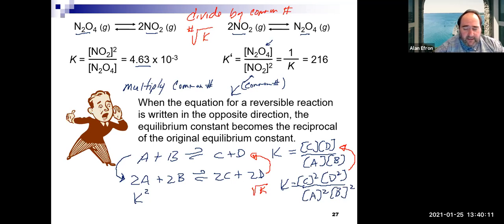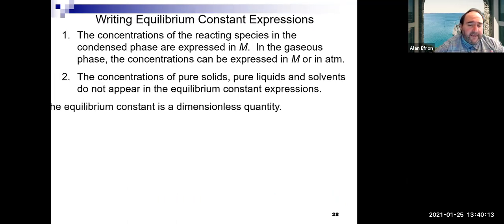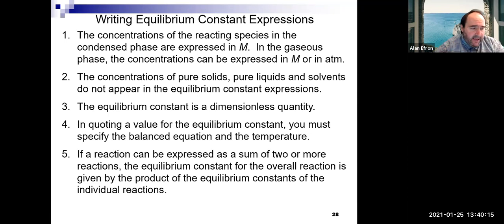So just to review here, if we take a K value and we're trying to find it by adding multiple reactions together, we multiply the K values. If we reverse a reaction, we take 1 over the K value. If we need to multiply by a common number, we take the K value to the common number as the exponent. And if we need to divide the reaction by a common number, the K value is taken to the root of that common number. Any questions on those manipulations there?